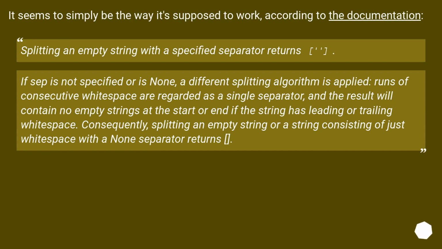It seems to simply be the way it's supposed to work, according to the documentation. Splitting an empty string with a specified separator returns a list with an empty string. If sep is not specified or is None, a different splitting algorithm is applied. Runs of consecutive whitespace are regarded as a single separator, and the result will contain no empty strings at the start or end if the string has leading or trailing whitespace. Consequently, splitting an empty string or a string consisting of just whitespace with a None separator returns an empty list.